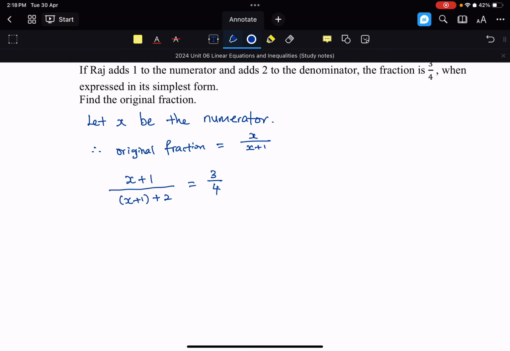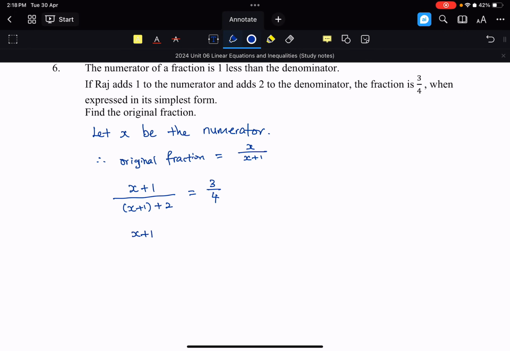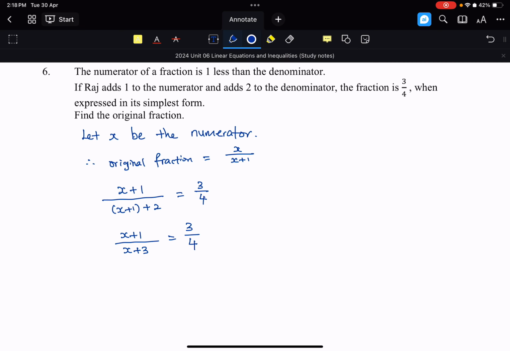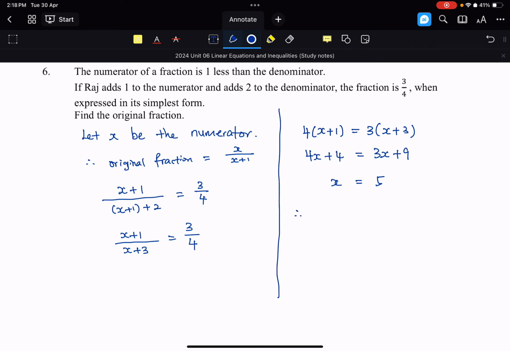Let's simplify this. It means x plus 1 over x plus 3 equals 3 over 4. That means 4 times x plus 1 equals 3 times x plus 3. So 4x plus 4 equals 3x plus 9. x equals 5. Therefore, the original fraction equals 5 over 6.